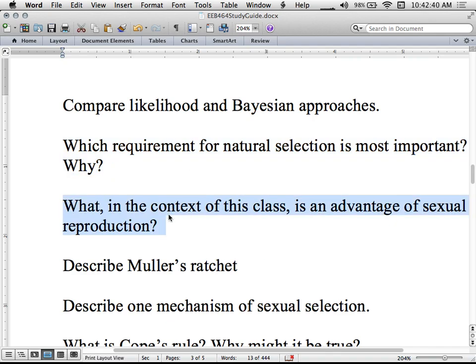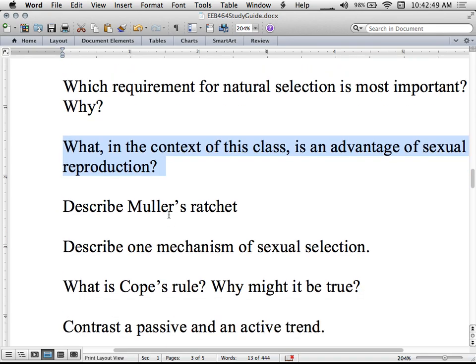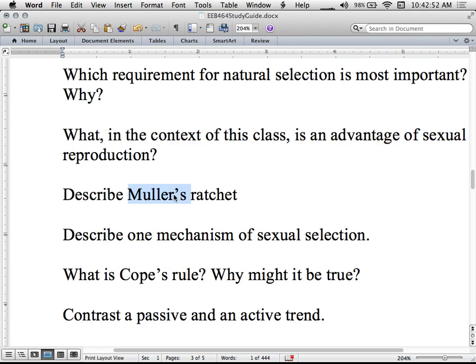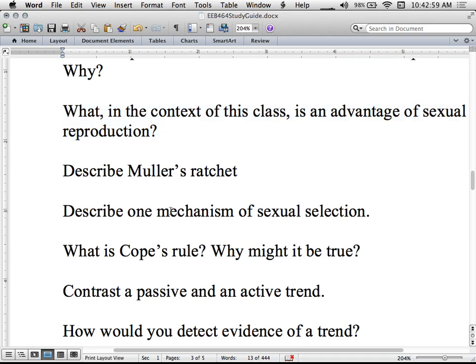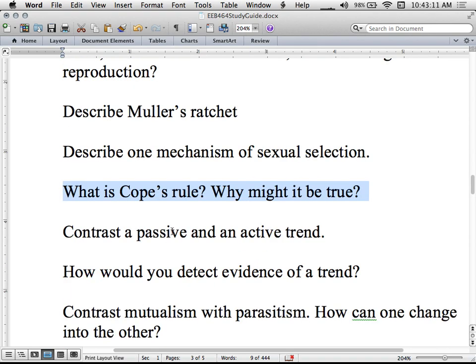Okay, here in the context of the class, so macroevolution, not like inspiring literature or whatever. I just care about evolutionary advantages. Muller's ratchet, okay, which relates, of course, to this question. Mechanism of sexual selection could be like female choice, male competition, things like that. Cope's rule, been over. Passive versus active trend. For that one, are you wanting a specific example or just in general compared to past? Oh, yes, in general.